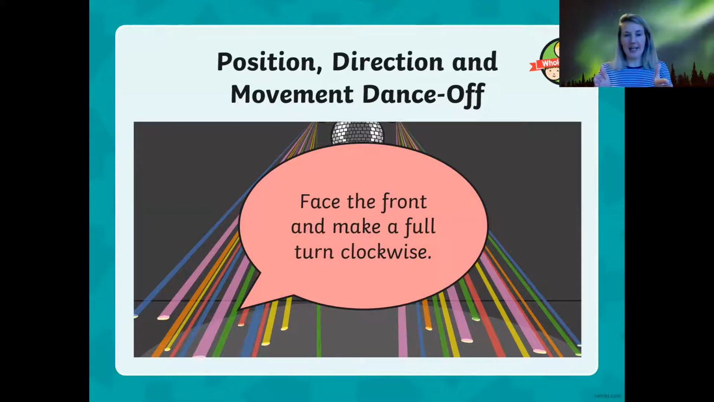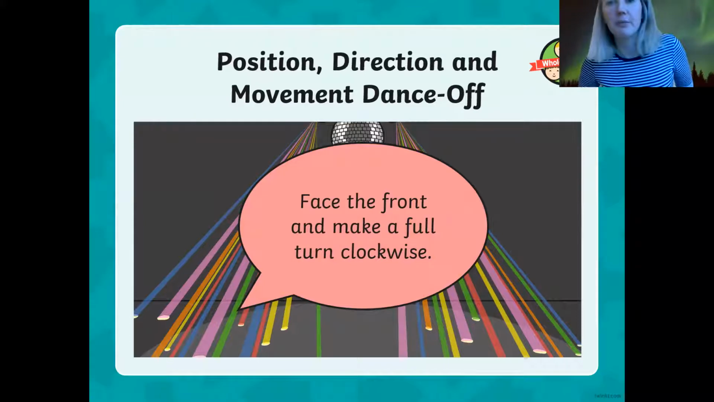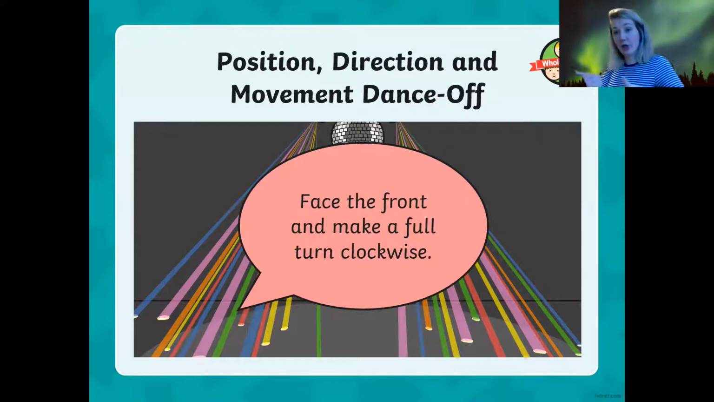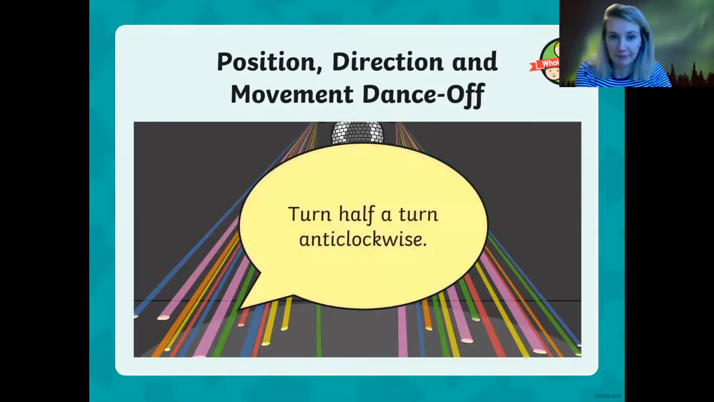Face the front and make a full clockwise turn. So that would be that you would turn clockwise all the way around and face back to the front. What would happen if you were facing the front and you turn half a turn anti-clockwise? So that's clockwise, right? That would be clockwise. Half a turn, well, that's anti-clockwise.